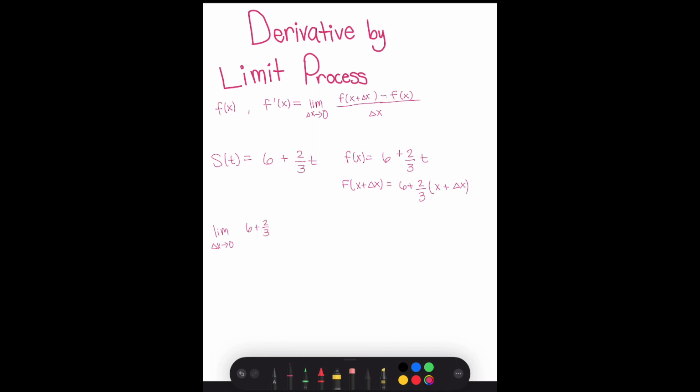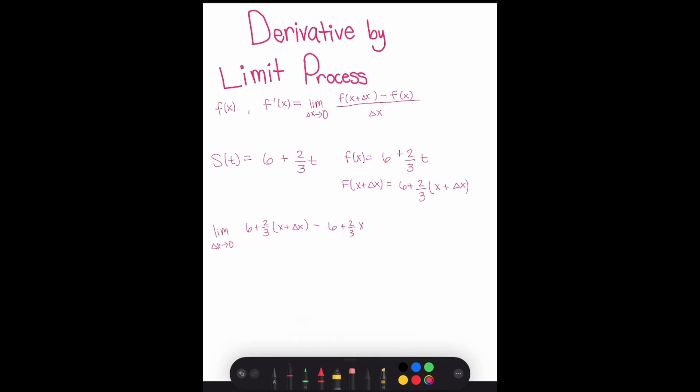So we have 6 plus 2 over 3 times x plus delta x minus f of x, which is 6 plus 2 over 3 t, but I'll just use x. And don't forget to divide by delta x or multiply by 1 over delta x, but we'll worry about that later. For now, we can see if we can expand and simplify what we have.